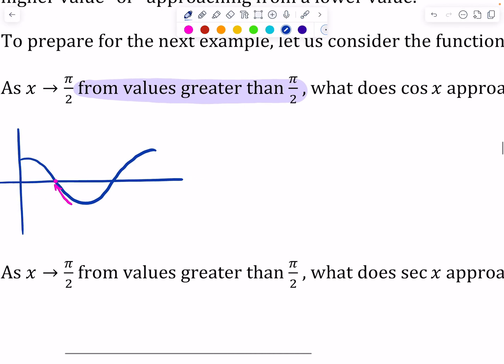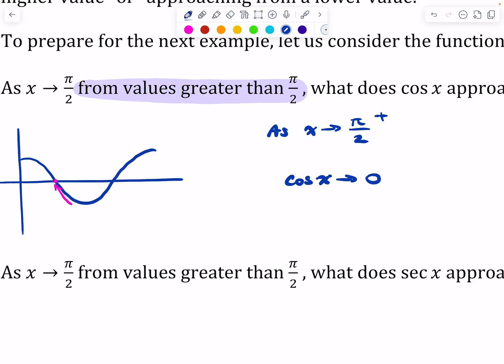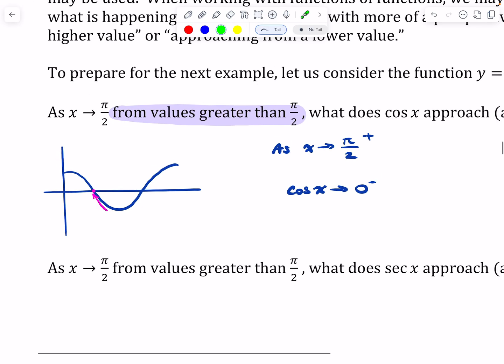So we can say that as x approaches pi over 2 from values higher than pi over 2, cos of x is approaching 0, but from values less than 0. Again, because of this directional arrow, we're going from higher than pi over 2 and then moving towards it. And as we move left, that causes us to also move upward. So we're approaching it from a negative or a downward direction, going higher.